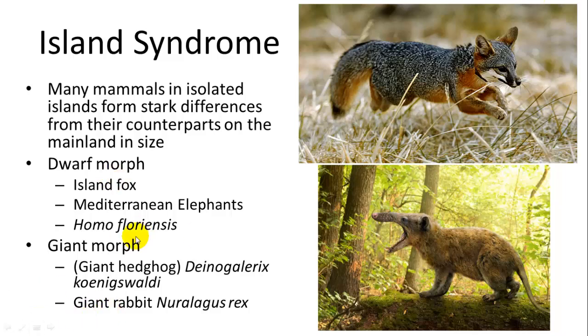Or it can also form giant morphs. So there's a giant rabbit, Nuralagus rex, found on islands, and this is an extinct species of giant hedgehog, which is about the size of a small dog.